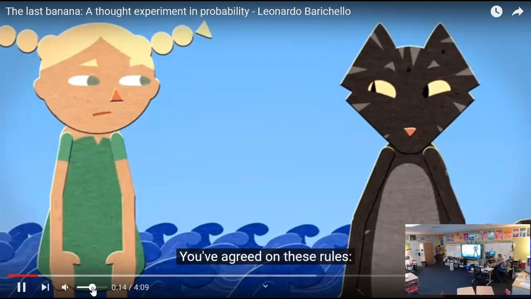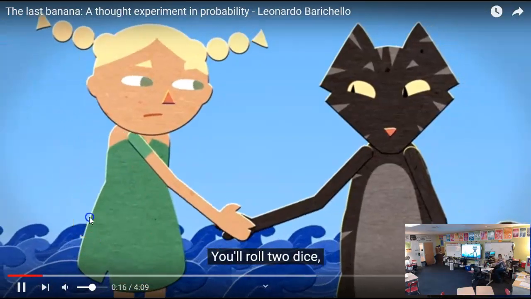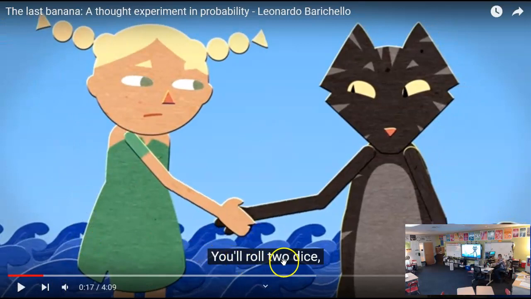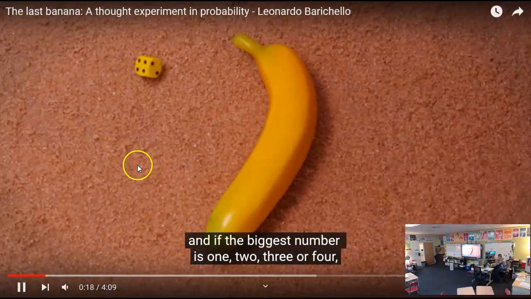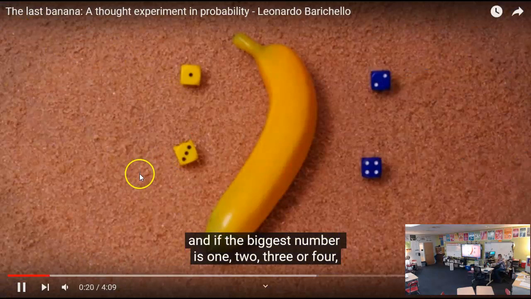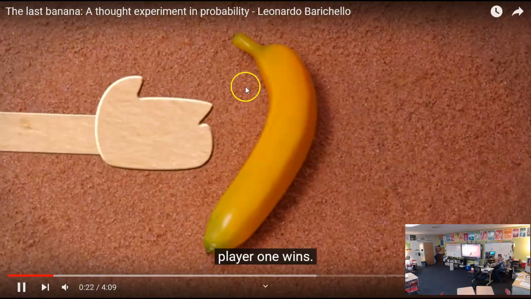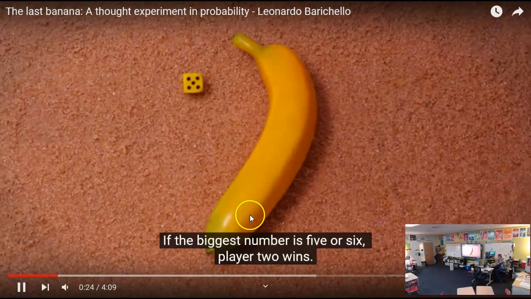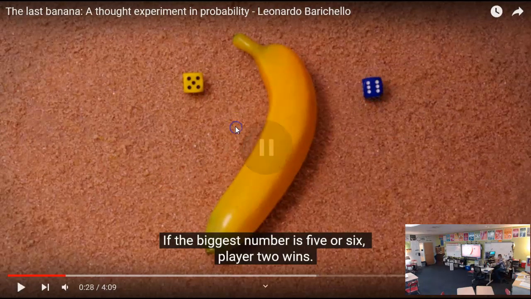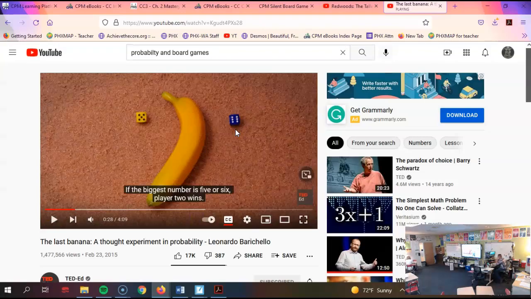You've agreed on these rules. You'll roll 2 dice, and if the biggest number is 1, 2, 3, or 4, player 1 wins. Yeah, they just put 4 dice there to show it. If the biggest number is 5 or 6, player 2 wins. I don't want to say I told you so, but I told you so.